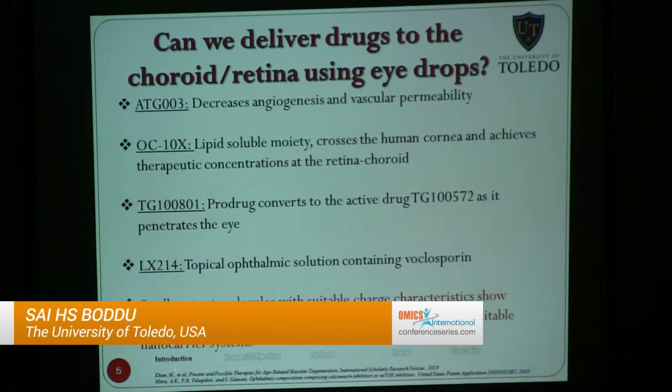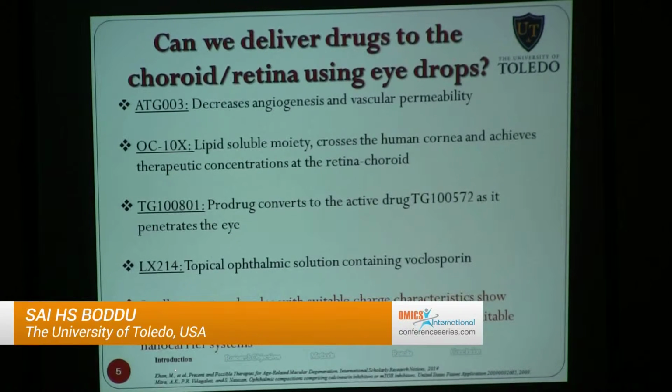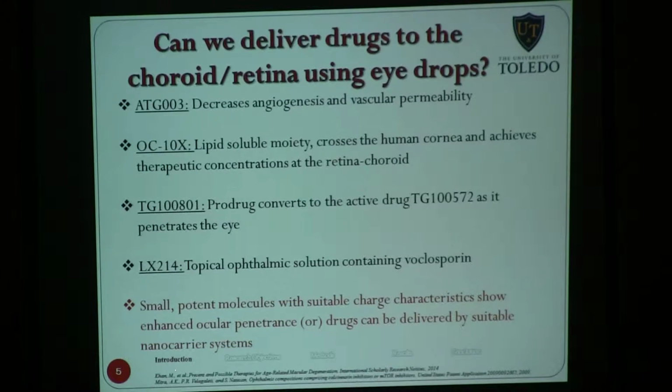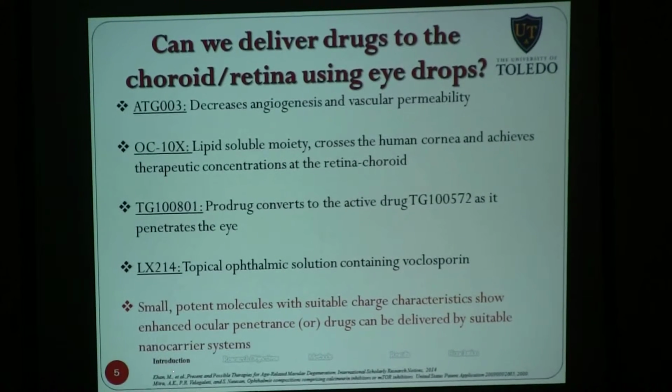We have TZ100801, which is a prodrug which converts into TG100572. And again, the prodrug basically improves the penetration of the drug. And we have LX214 formulation, which contains oclosporin. This is a drug, and in this the drug has been dissolved using nanomicellar technology.